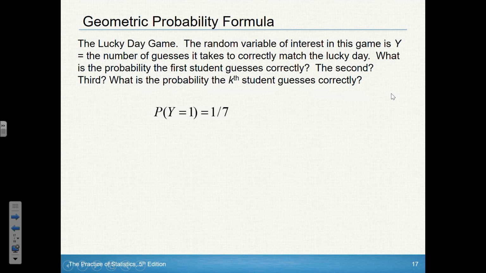Now, if we think about this here, is this a geometric distribution? Well, yes, it is, because we're going to guess until someone correctly matches the lucky day. So if the first person guesses correctly the lucky day, then they're done. But if the second person is the first person to correctly guess the day, then that would be done. So that's the difference between x equals 1, or excuse me, y equals 1 or y equals 2. When we look down here, we say the probability that y equals 1 is 1/7 because there are 7 days. And obviously, if you're just guessing randomly, the probability of success on the first trial is 1/7. But if we have y equals 2, that means the first student guessed incorrectly.